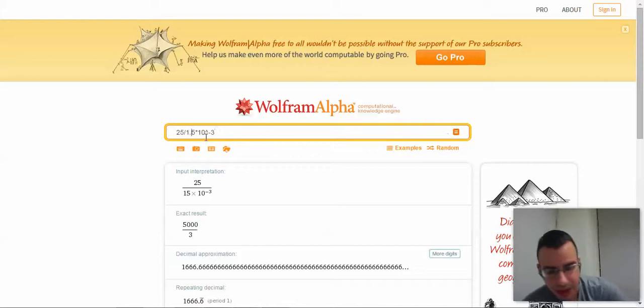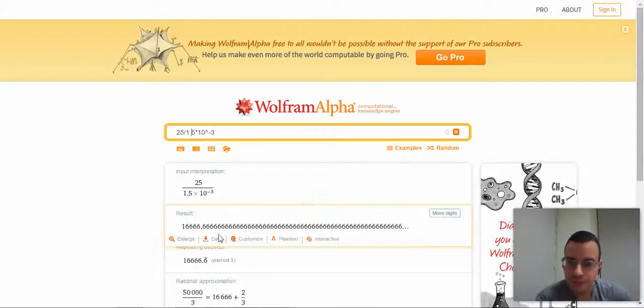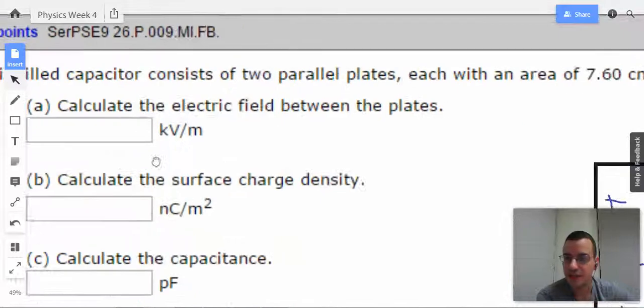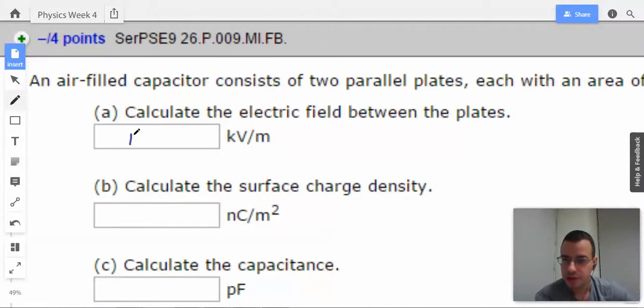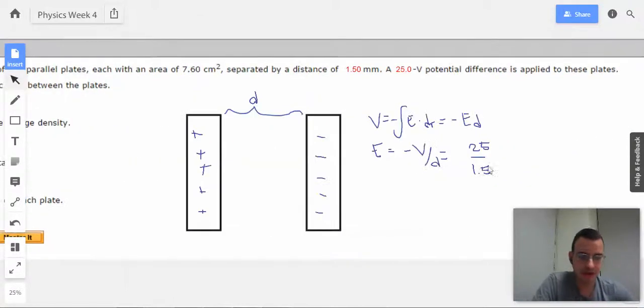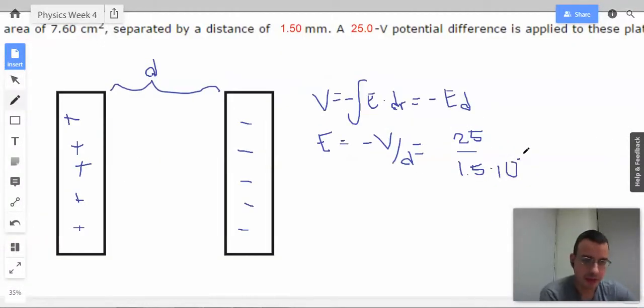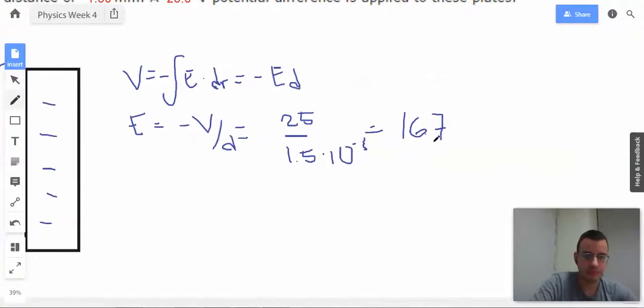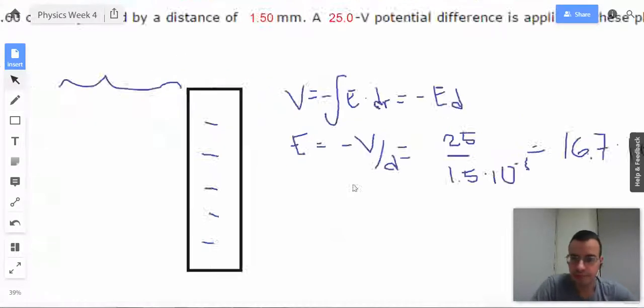I said 15, didn't I? I'm at 1.5. There we go. And that's going to be, I'm going to say 17,000 kilovolts, or 17 kilovolts. Here we go. 17 kilovolts per meter. Probably should write that over here so I don't forget it. Times 10 to the negative third equals 16.7 times 10 to the third kilovolts per meter. Okay.